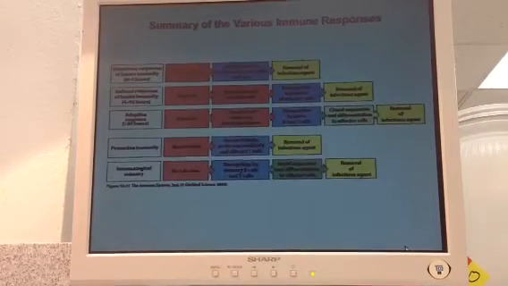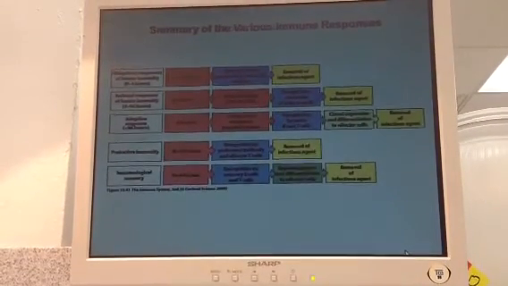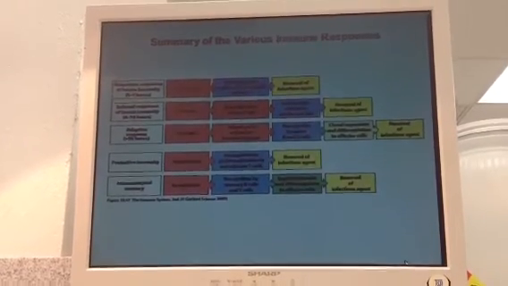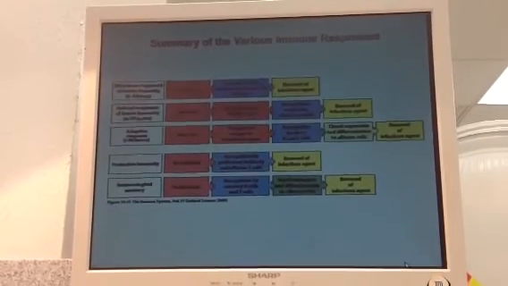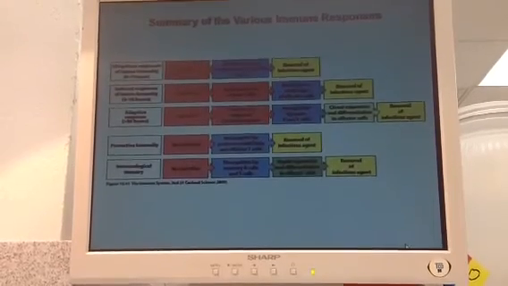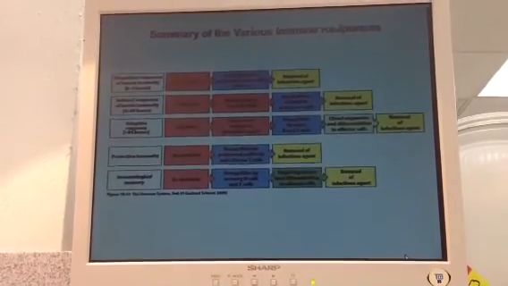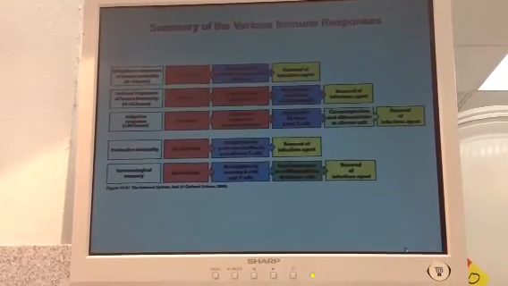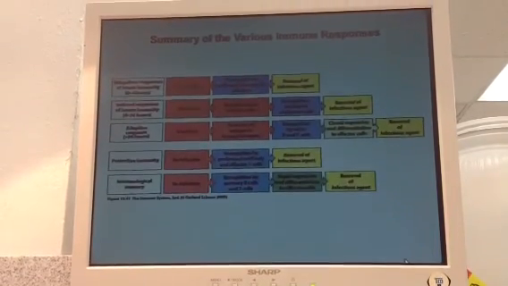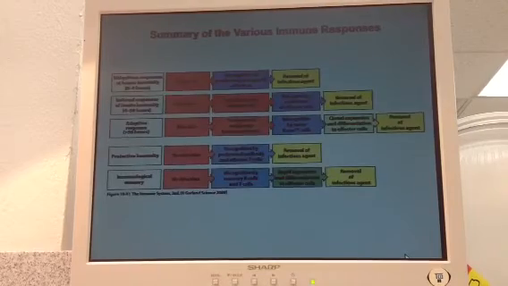Here is a summary of the timetable of various immune responses. Innate immunity, 0 to 4 hours. Induced response, that's where you start the recruitment of cells. It goes up to 96 hours. After that, you get the adaptive response going. Protective immunity, that's when you've already seen that antigen. You have memory cells. You can induce those memory cells, get removal of the agent.